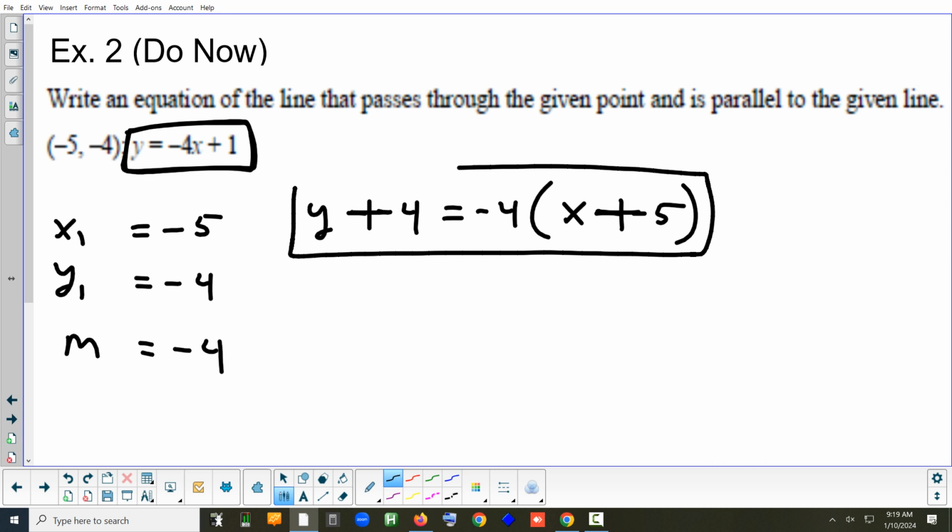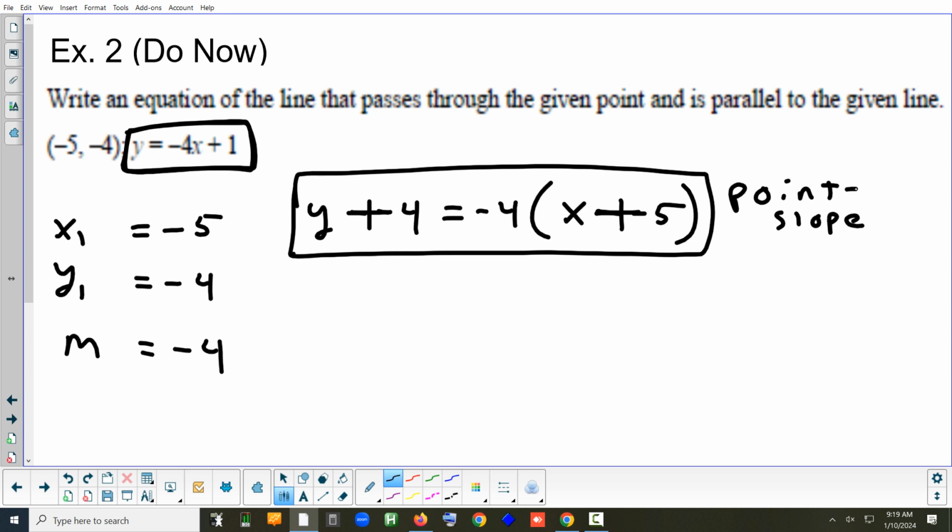Okay. And what format is that? What's the name of that type of equation we did yesterday? This is point slope. And that's perfectly fine for what they asked for. They did not say what format. But let's say they did ask you to change to slope-intercept. What's the first thing that you have to do to change this to slope-intercept?